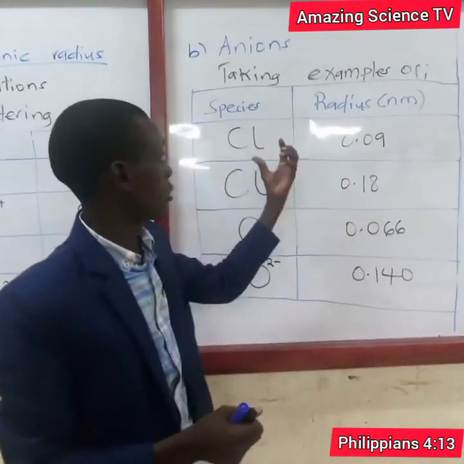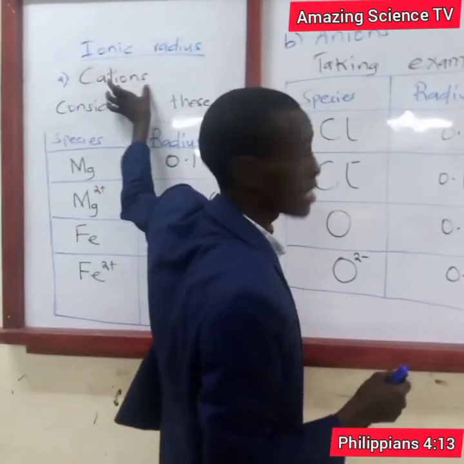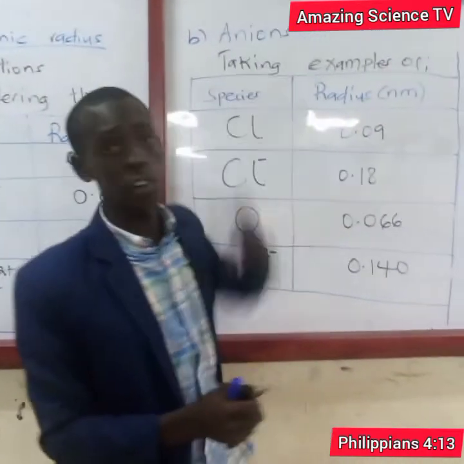So that is the trend. We see that ionic radius decreases for cations and it increases for anions.